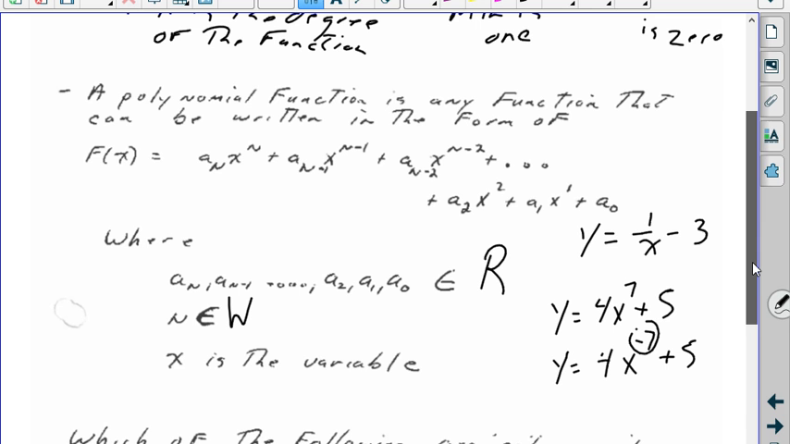I can't write that in this form with whole numbers because my exponent on this guy would be x to the negative 1. So this guy is not. This guy is not.